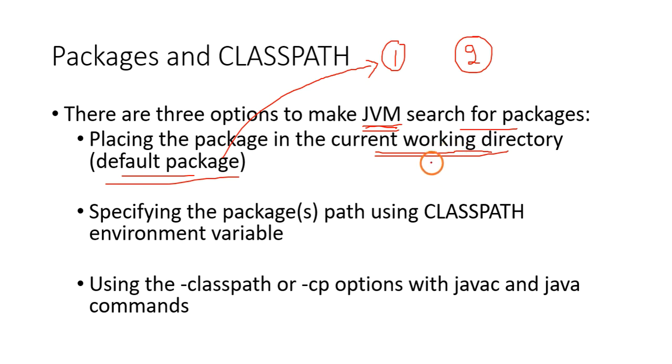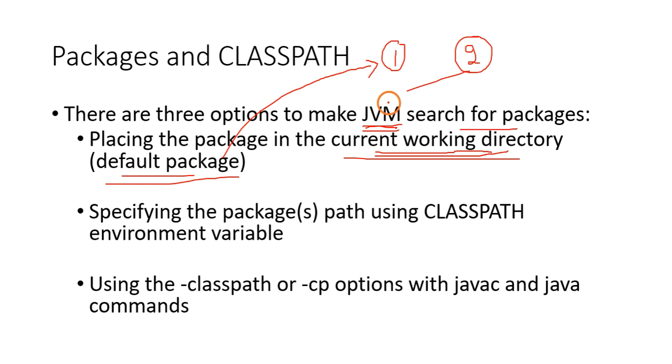Simply, the current working directory is where you store the Java programs. For example, you store it on the desktop, right? I think all of you are storing on the desktop. Otherwise, on the desktop, you create a folder by your name, and within that folder, you are storing your Java programs, right? Such a folder or directory is called the current working directory.